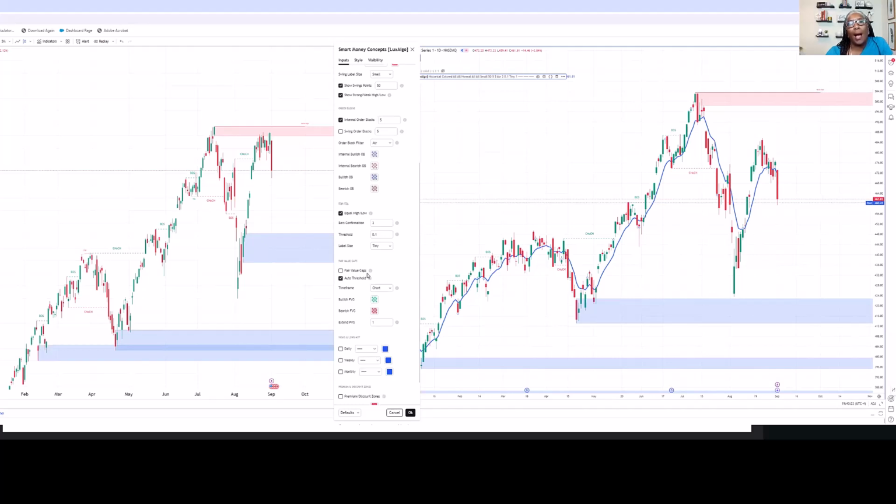So for those who do ICT or learned fair value gaps, I know what they are, but I don't utilize them in my trading, so I didn't leave it on, but you can turn them on and the fair value gaps will show up here.